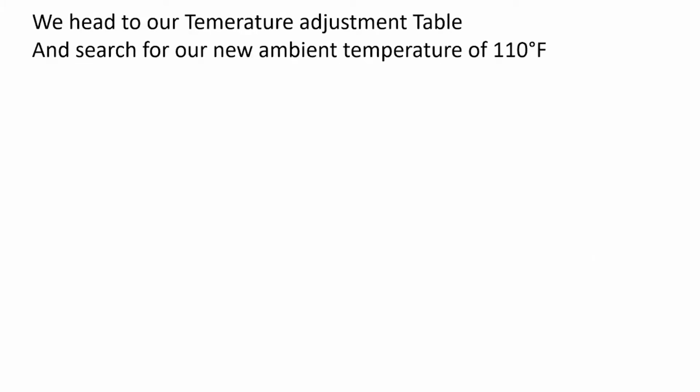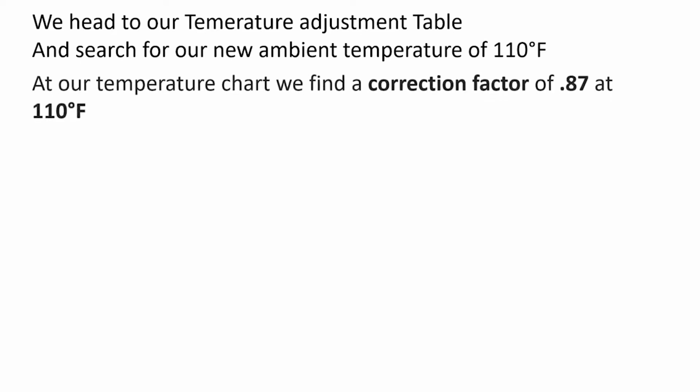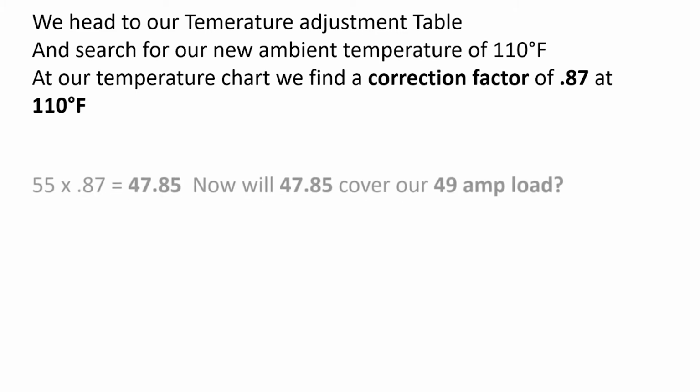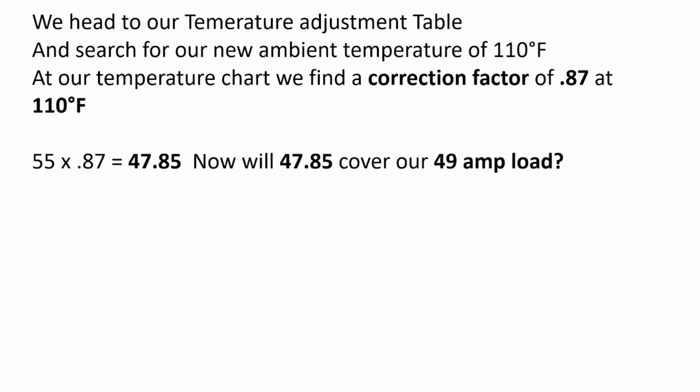Okay, so we head to our temperature adjustment table and we search for our new ambient temperature of 110 degrees. At our temperature chart, we find that our correction factor is 0.87 for 110 degrees Fahrenheit. So we take our 55 amps, we multiply it by 0.87, and we get 47.85 amps. Now that we made our correction factor, will 47.85 cover our 49 amp load?